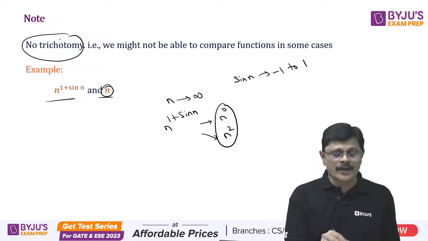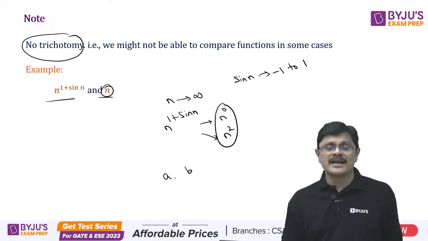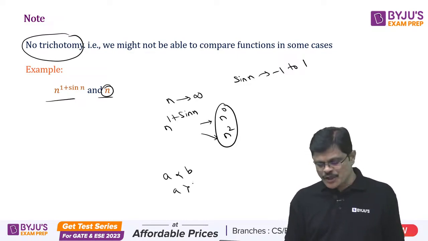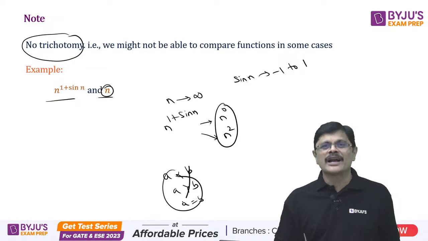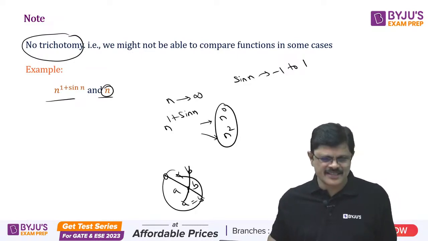There is no trichotomy. See, if you have two numbers, either one should be less than, or greater than, or equal. But this does not happen for functions, my dear friends. That you need to note.